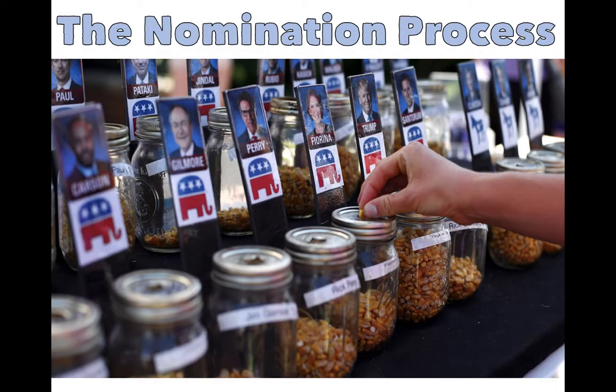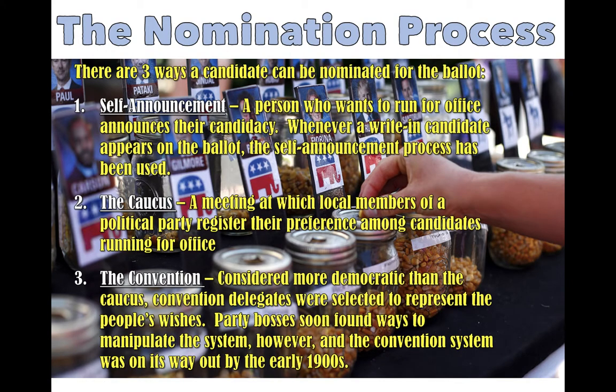The nomination process. You can see here, this is actually at the Iowa State Fair where they're casting votes for who they want to run for office, and this is prior to the 2016 presidential election. As you can see, Trump is right here. You can see some other Republican candidates, and basically whoever gets the most pieces of corn essentially would win this primary, which is a very interesting way to look at it.